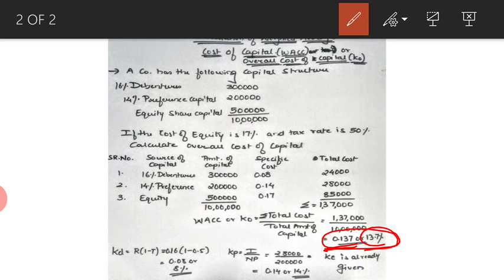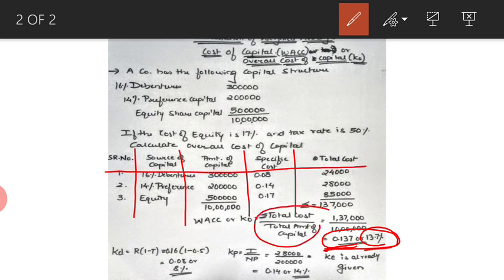I hope you are clear with this entire calculation of weighted average cost of capital. Just remember this table and this particular formula. This table will help you in solving any problem that you come across. In the next videos, we'll try to solve some more different types of problems on weighted average cost of capital.